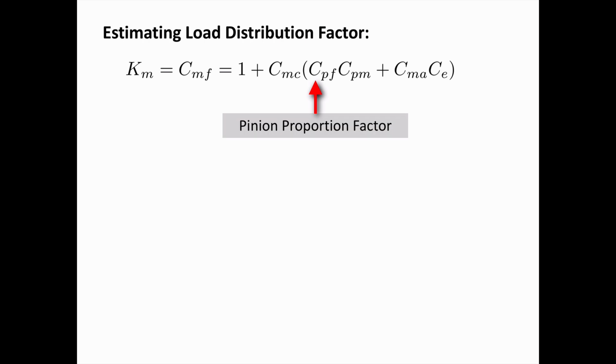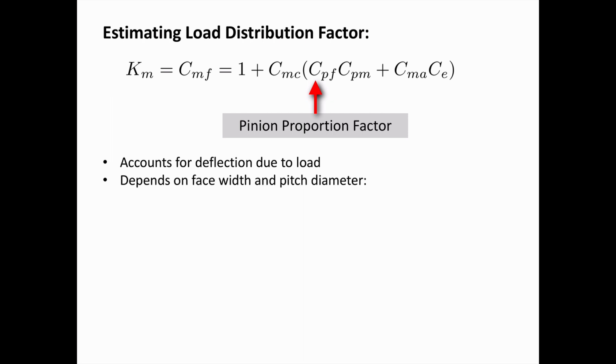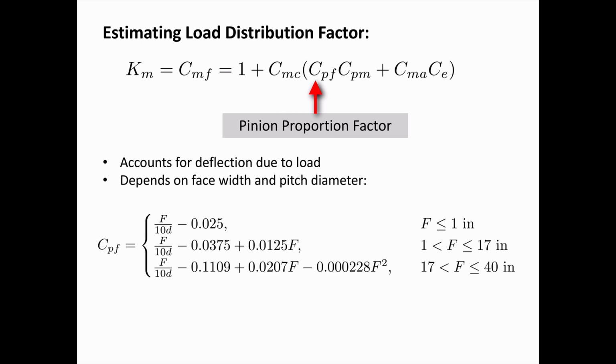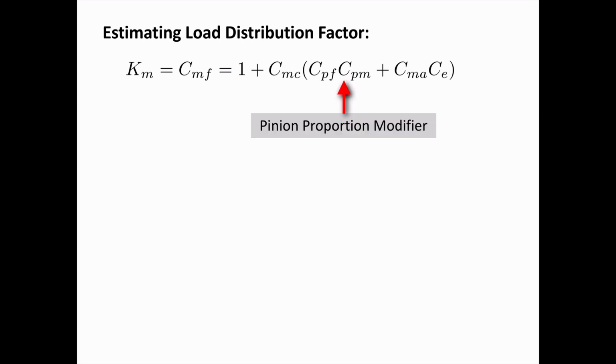This next factor is the pinion proportion factor. This accounts for deflection due to load. It depends on face width and pitch diameter. There are 3 different cases depending on what range our face width is, and then we just use the appropriate formula, plugging in our values for face width and pitch diameter.